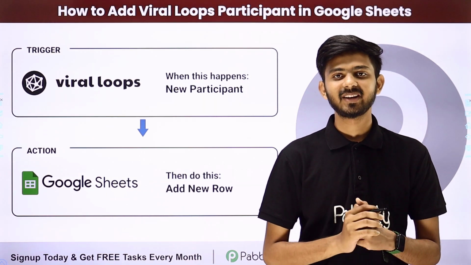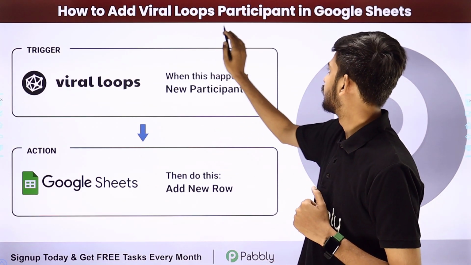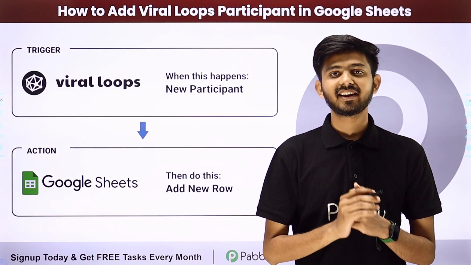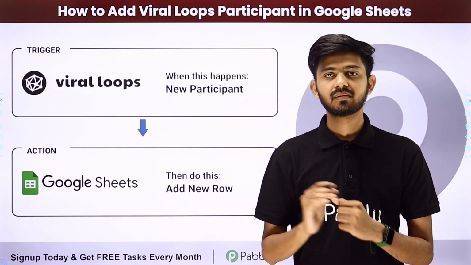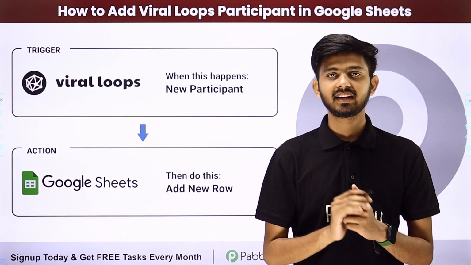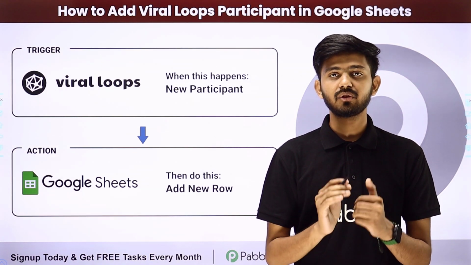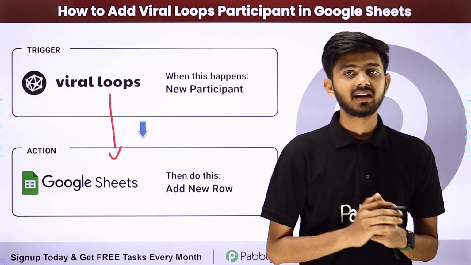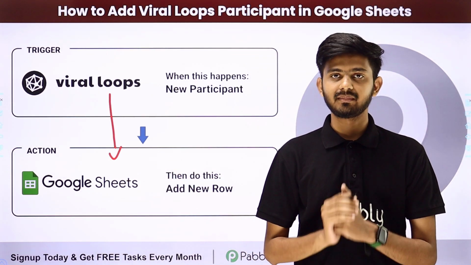Hello everyone, today our topic is how to add Viral Loops participants in Google Sheets. So our objective is whenever a new participant is added in Viral Loops, we want their details to be added automatically in our Google Sheets. For that, we are going to create an integration between Viral Loops and Google Sheets. For creating this integration, we are going to use Pabbly Connect.